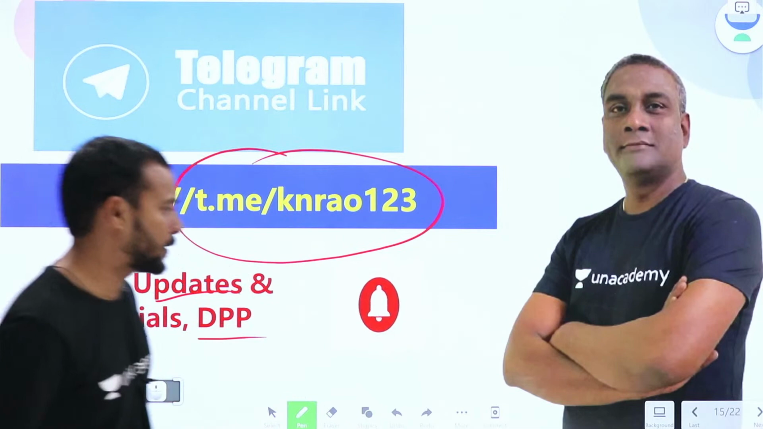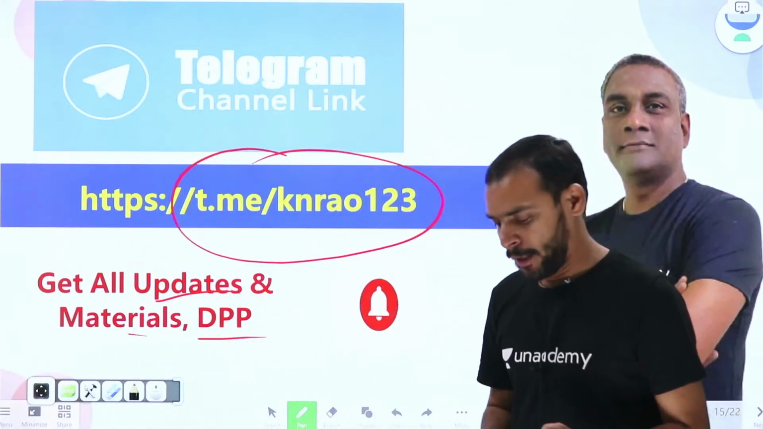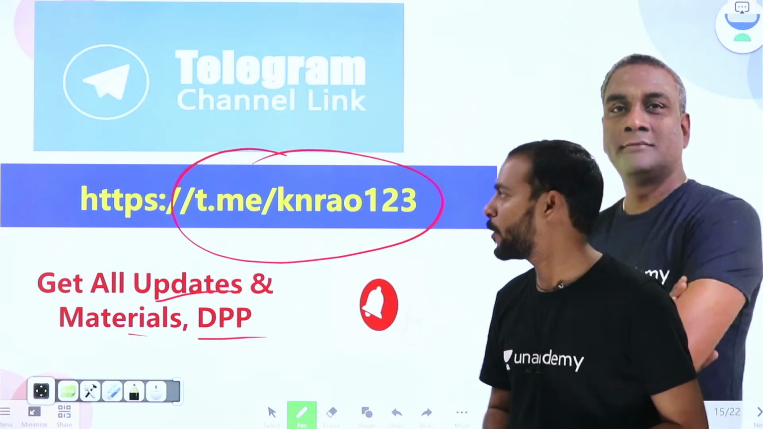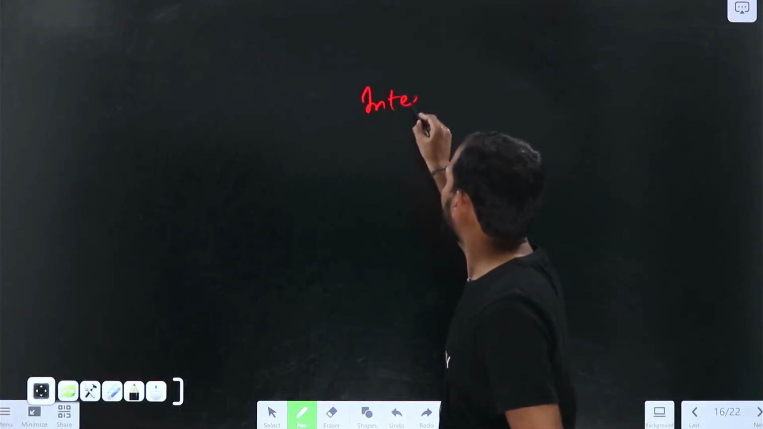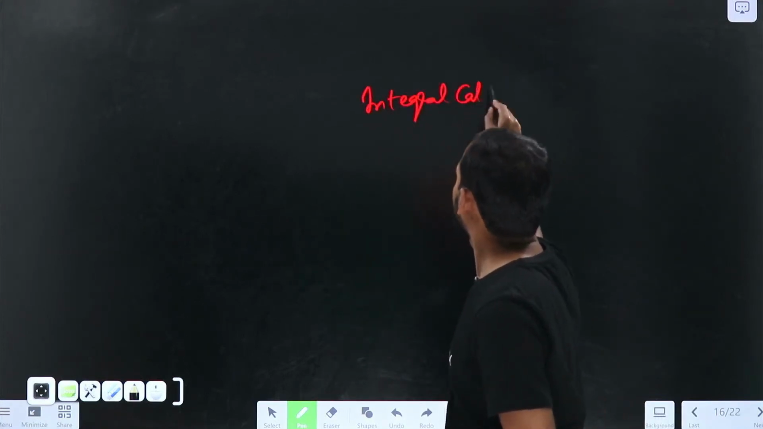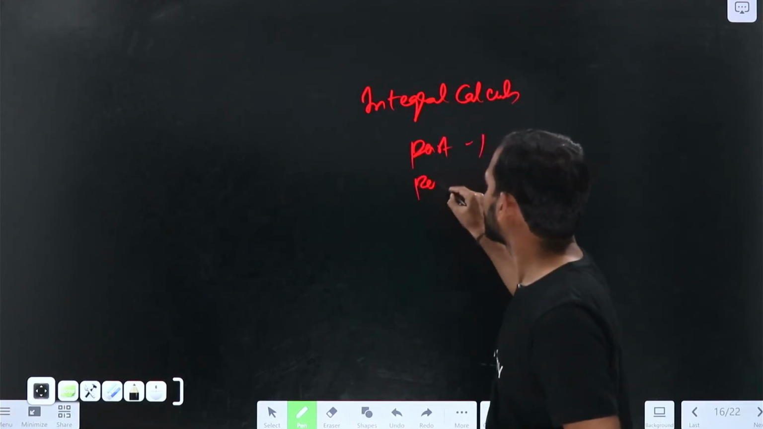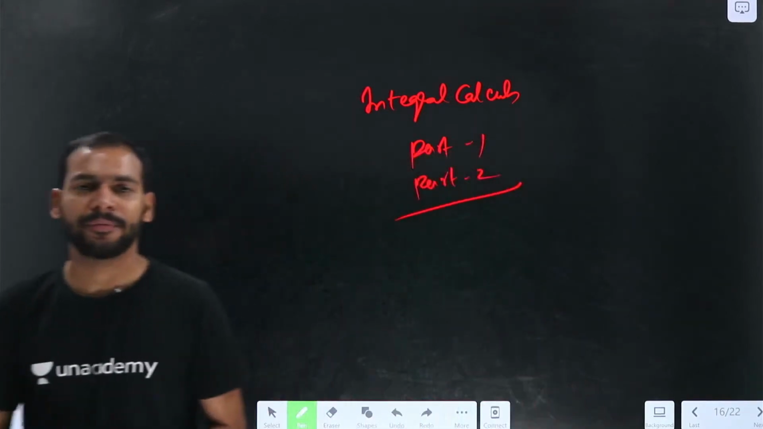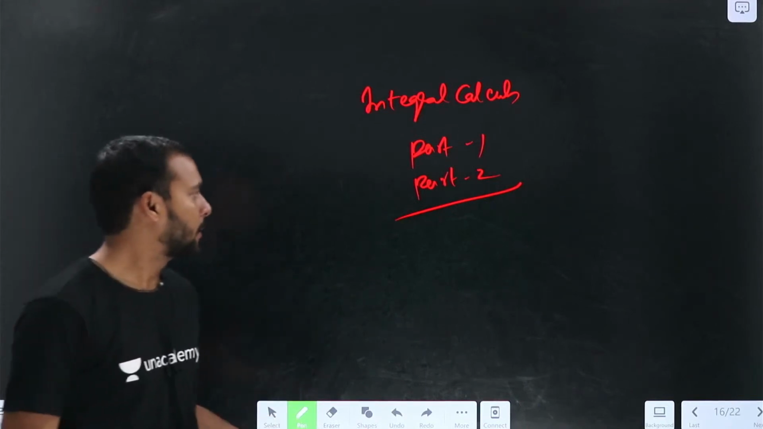I hope this session is useful for you. After this session, in integral calculus, we are going to start the improper integrals. Till now, in the integral calculus, we have seen two parts, part 1 and part 2, where we have covered most of the models from the basics itself. And after that, we are going to start the improper integrals.